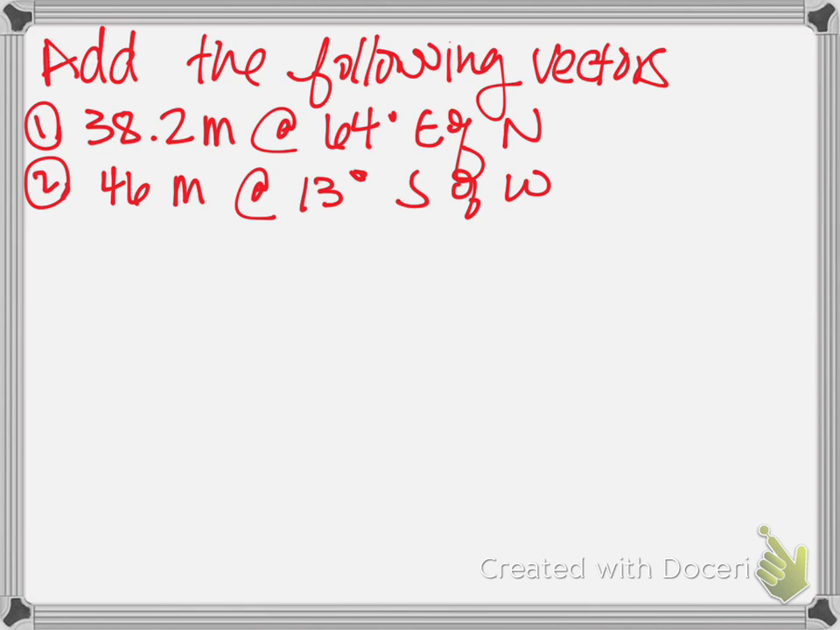Okay, you could draw out what they look like, but I don't really think you need to necessarily, because you've got to make sure the angles are right. You got to make sure they're drawn to scale to give you a really good picture about what the resultant's going to look like. So I don't bother with that step. I'm just going to look at them and treat them individually. I'm going to start with my first one. I'll just call this V1. It is 38.2 meters at 64 degrees east of north.